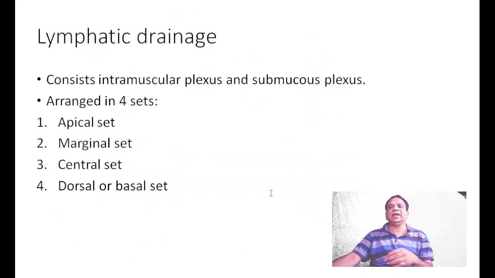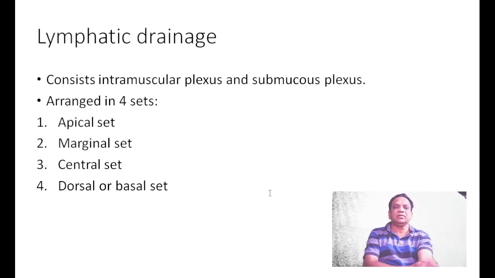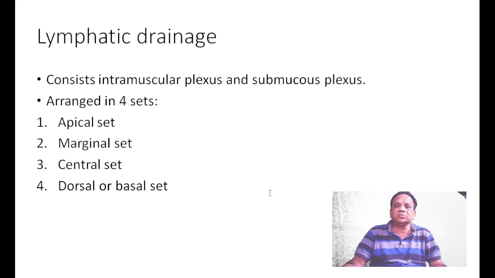Then comes lymphatic drainage, which is very important for the tongue in aspects of surgery and oncology. What we understand in this video is the lymphatic drainage consists of intramuscular plexus and submucous plexus. The plexus means a group of lymphatics within the muscles or under the mucous membrane. They are arranged in four sets: apical set near the tip, marginal sets on either side, central set, and dorsal, that is the posterior part, basal part. So four sets are there.